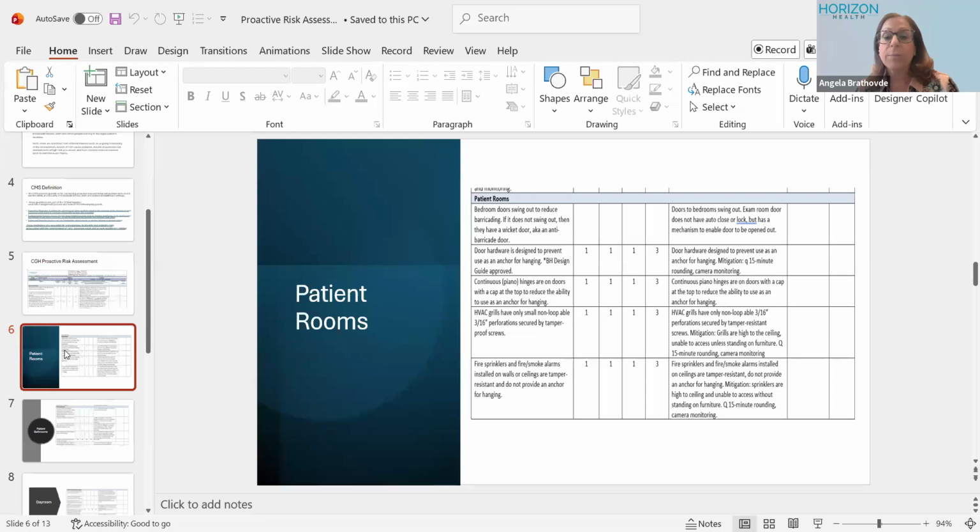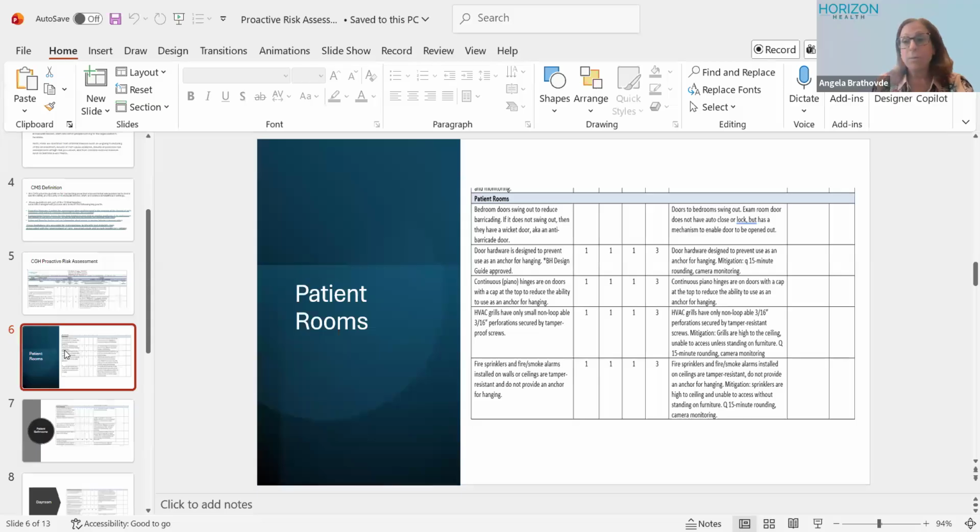Patient rooms, very important. Your bedroom doors swing out. They have piano hinges on them, so no spaces in between the hinges. That's to prevent ligature risk. However, even though you have caps on the top of your piano hinges to have something, like a ligature point, slide off, it might not always be effective. So that's why doors need to be open. They need to swing out. And we have those piano hinges to mitigate that risk.